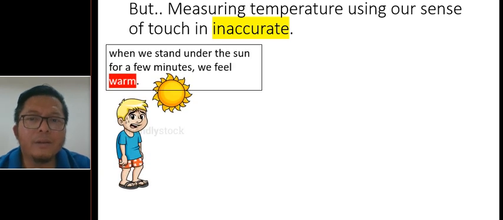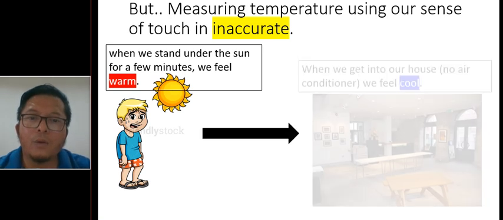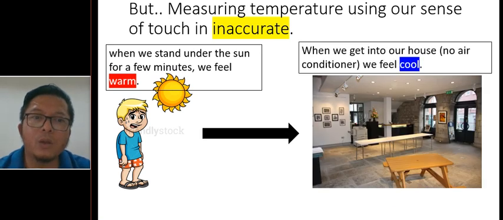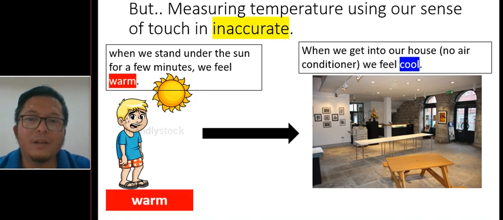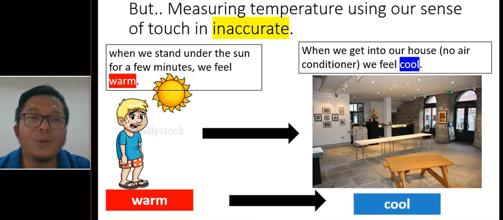When we stand under the sun for a few minutes, we feel warm. You can try this at home. You stand outside and you feel warm. When you go into the house, with no air conditioner, we feel cool. If we are outside, when we go inside, even though there is no aircon, we will feel cool. It's not that hot. Outside is hotter. Correct? Warm, cool. Now it's easy. Outside hot, inside cool.